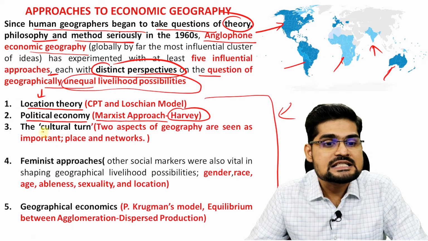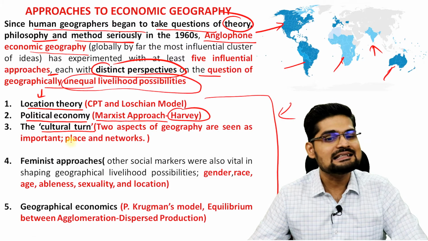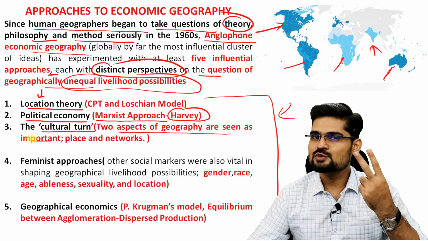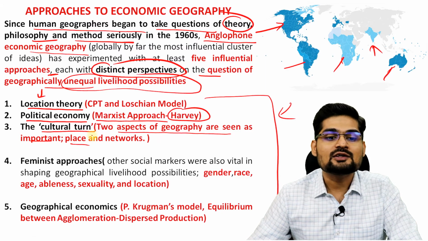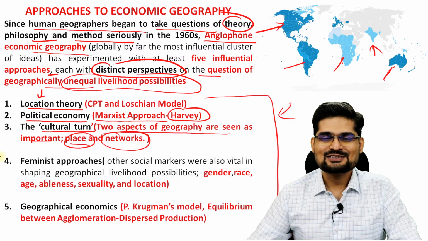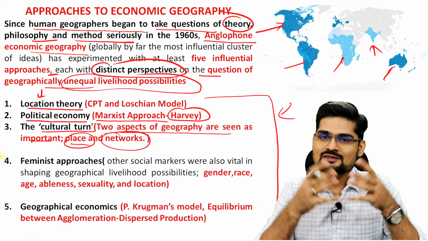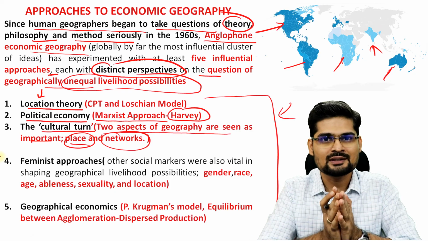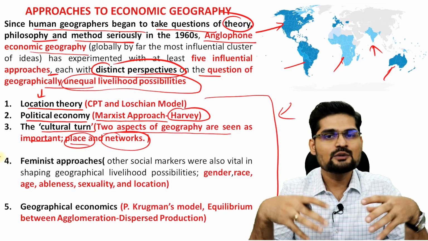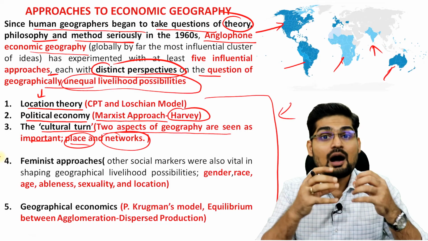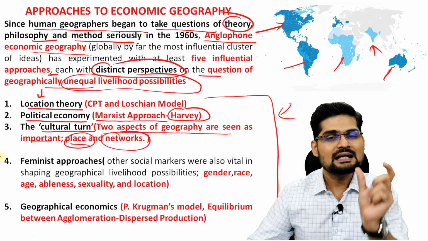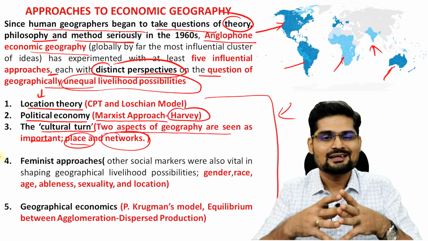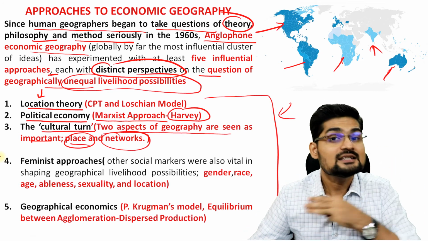Then comes the cultural turn in the 80s and 90s, right? Where 2 aspects of geography are seen as important. Which 2 aspects? Place and network between those places. So network based, right? In the 80s and 90s, what we see is the emergence of globalization in the world through technological revolution, the networking, right? Outsourcing businesses. So places were created, new places were created through networking. So that was the third part, that is the cultural turn.